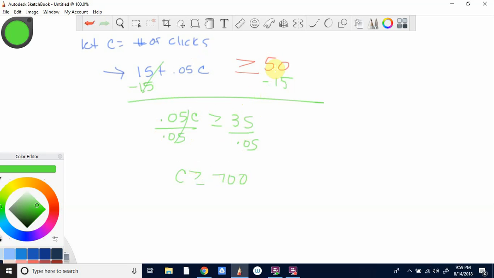So C is the number of clicks. So in order to make at least $50, he must have at least 700 clicks. All right? Okay, stop the video and we'll see you in class.